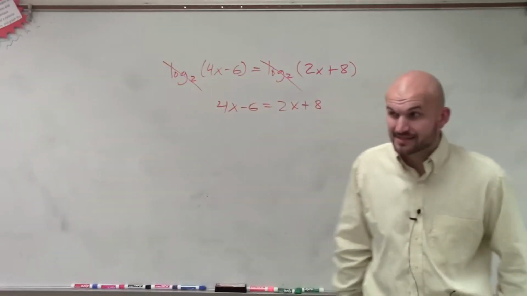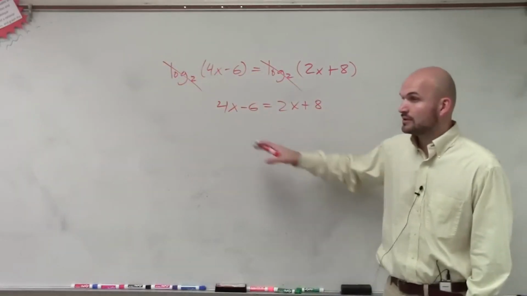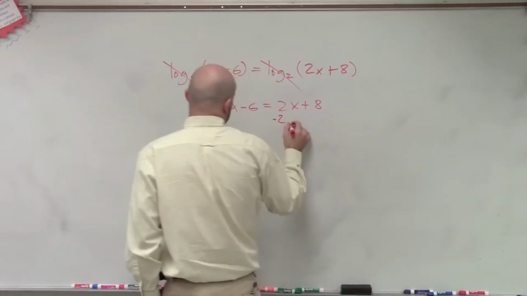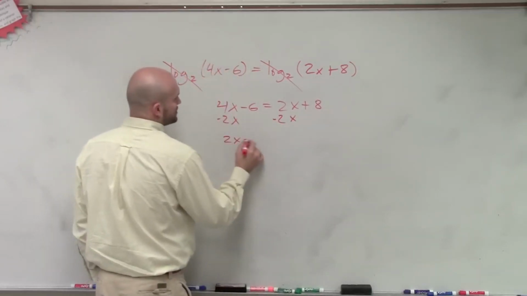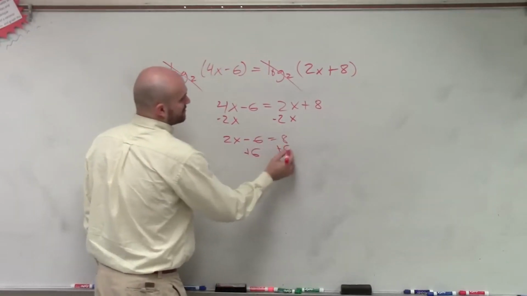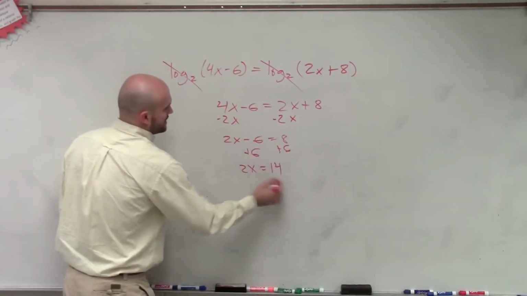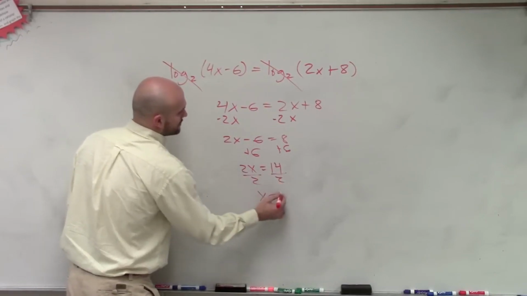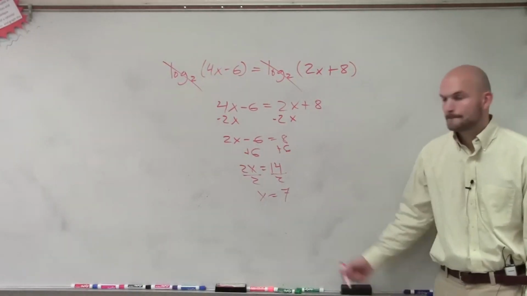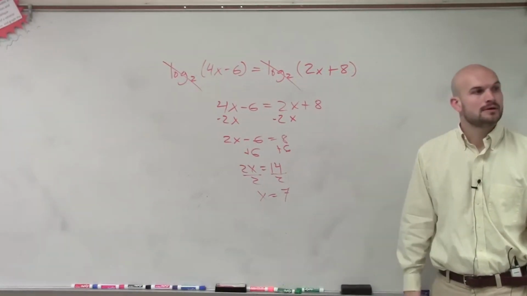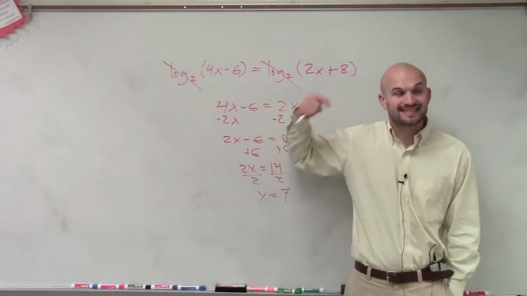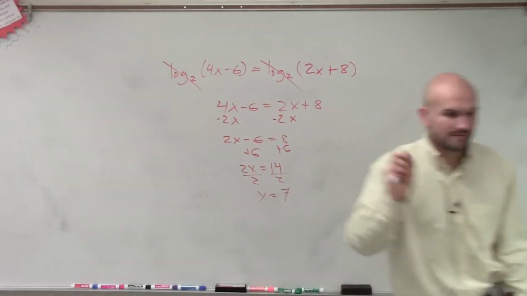Now I have two x's, but those x's are linear, right? So all I need to do is combine them on the same side. So I'll subtract the 2x on both sides. I get 2x minus 6 equals 8. Now I isolate the variable by adding 6 to both sides. So I get 2x equals 14. Divide by 2, x equals 7. And there you go. That's it. So it's just like our equality property of exponents. If you have logs that are equal to each other, you can cancel them out.